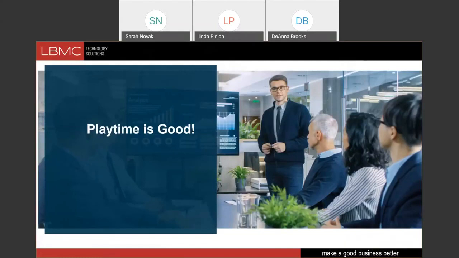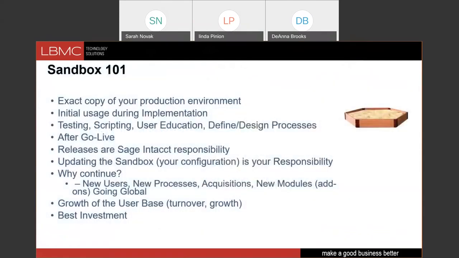All right, so our last Take 5 is around playtime, and who doesn't like playtime? So playtime is good. One of the things that most of our customers do, and I'm sure many of you did, during your implementation, when you initially got settled in with LBMC and they were helping you define what your implementation was going to look like, they more than likely recommended that you get a Sandbox. And a Sandbox is an exact copy of your production environment.